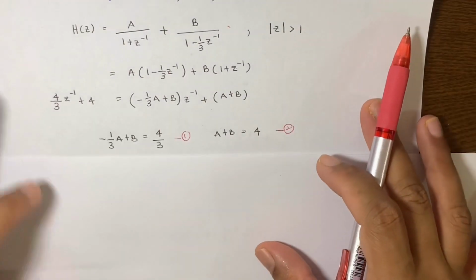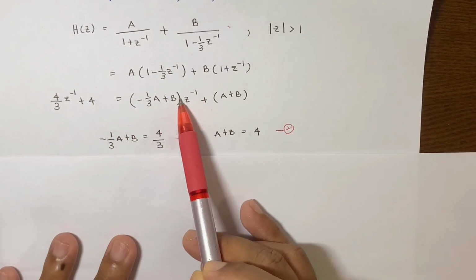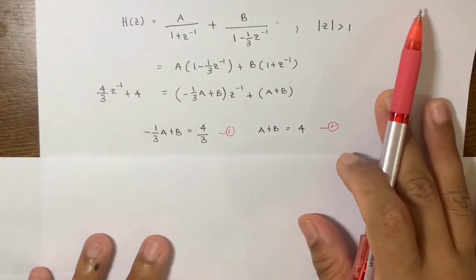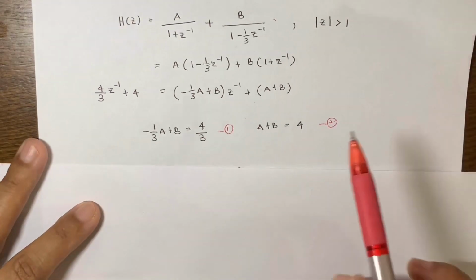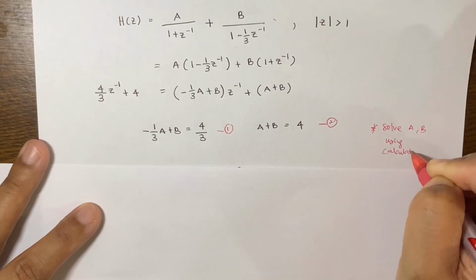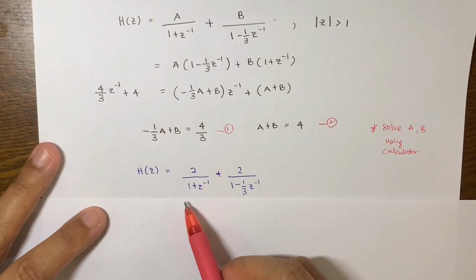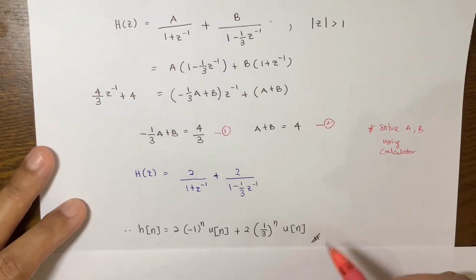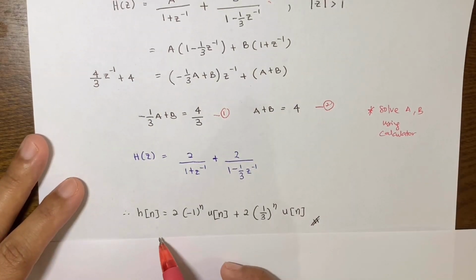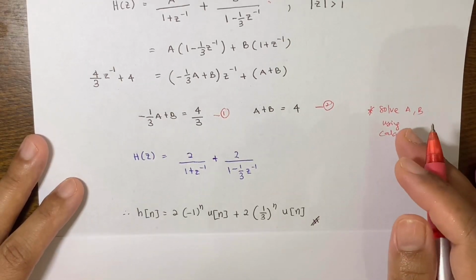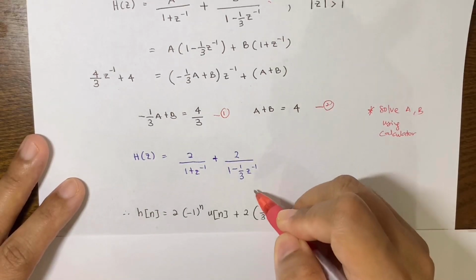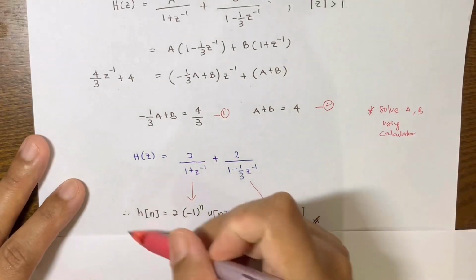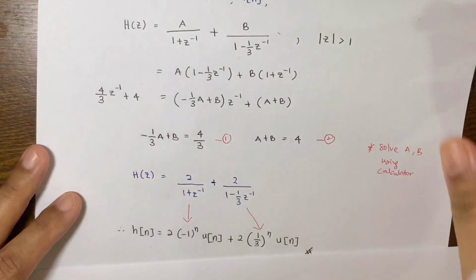You will get two different equations: negative 1/3 A plus B equal to 4/3, and A plus B equal to 4. Then solve it using a calculator. You get 2 over 1 plus z to the power of negative 1, plus 2 over 1 minus 1/3 z to the power of negative 1. So the impulse response h[n] is this equation, changed using the Z transform pairs table. That's all for example 1.